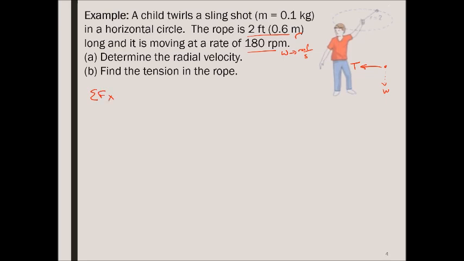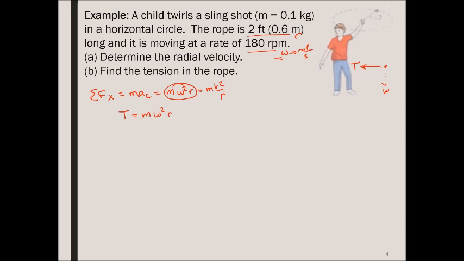So the sum of forces in the x direction is equal to m a_c. And again, a_c is either equal to omega squared r or v squared over r. And we're going to use the omega squared version because I have an omega here. And the force providing the centripetal force is tension. So tension is equal to m omega squared r. And again, we're going to need omega.